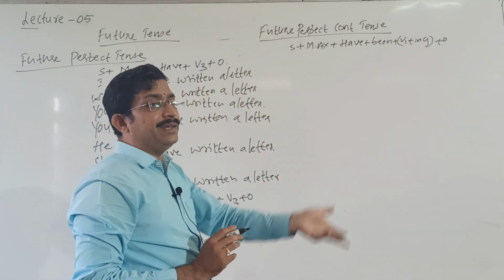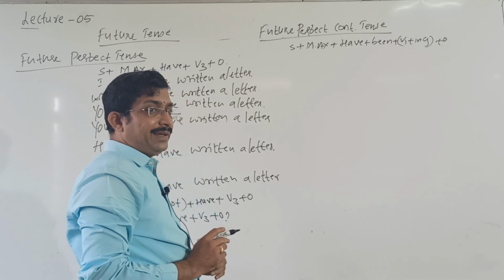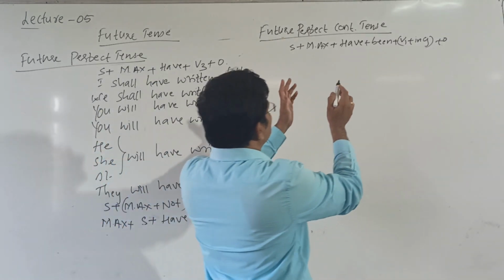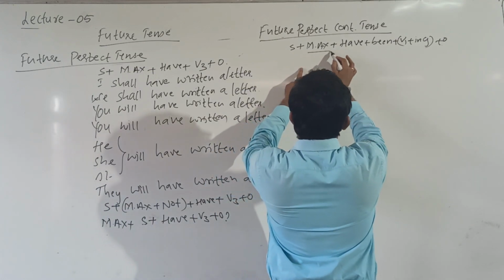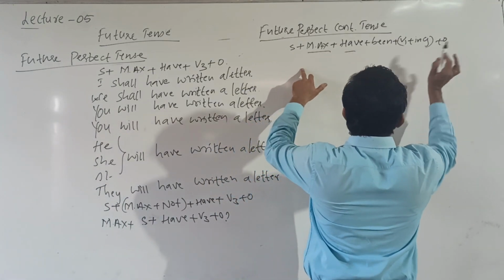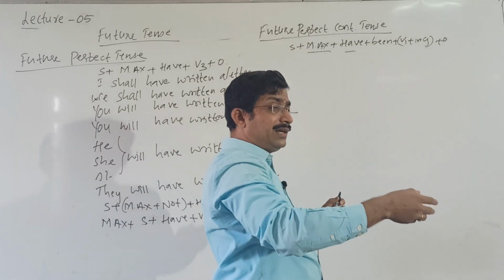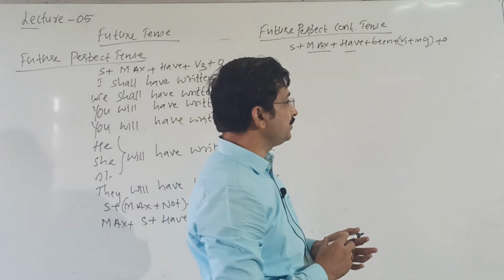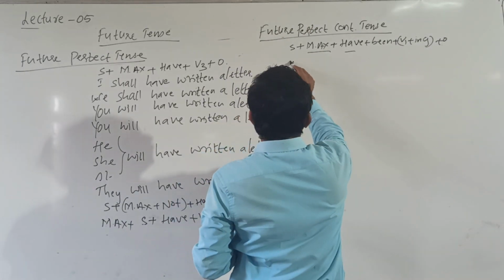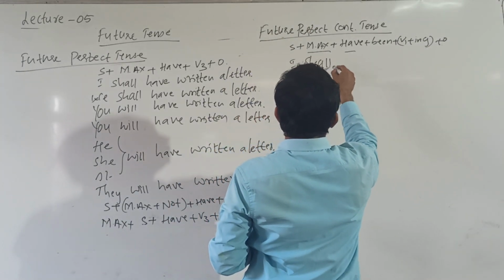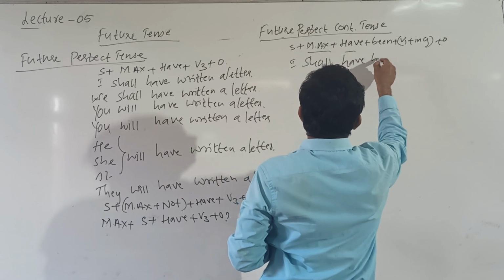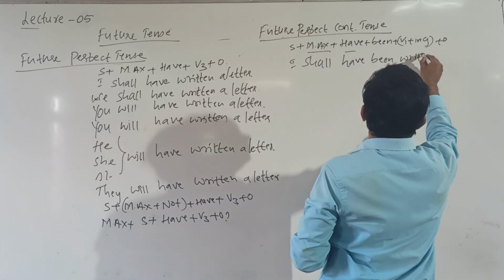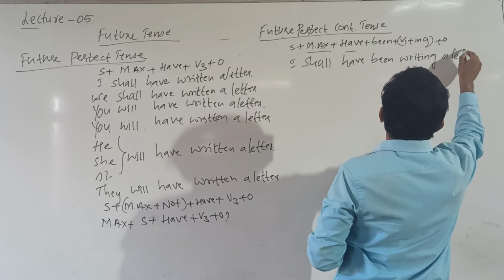He will have been playing cricket. It means here, in future perfect continuous tense, in future we are talking about perfection and continuity both. I shall have been writing a letter.